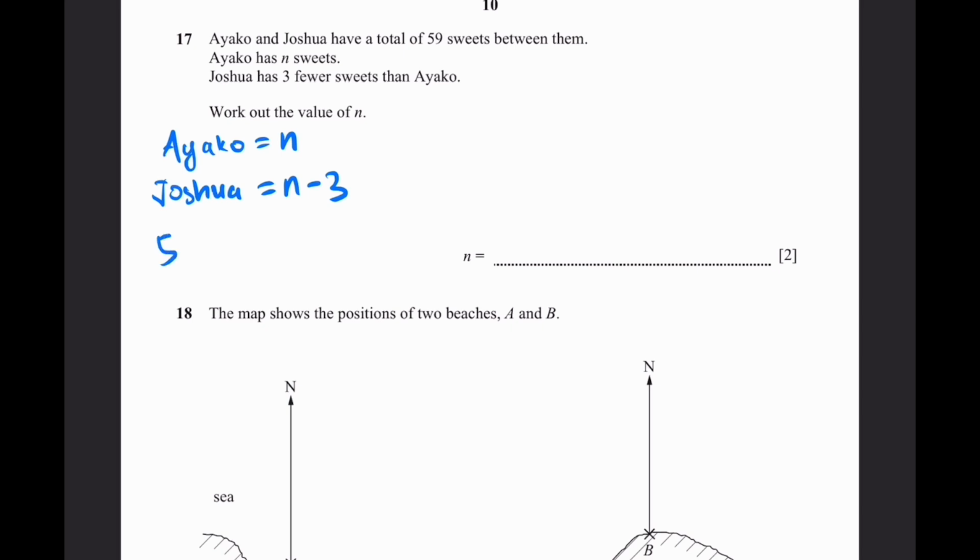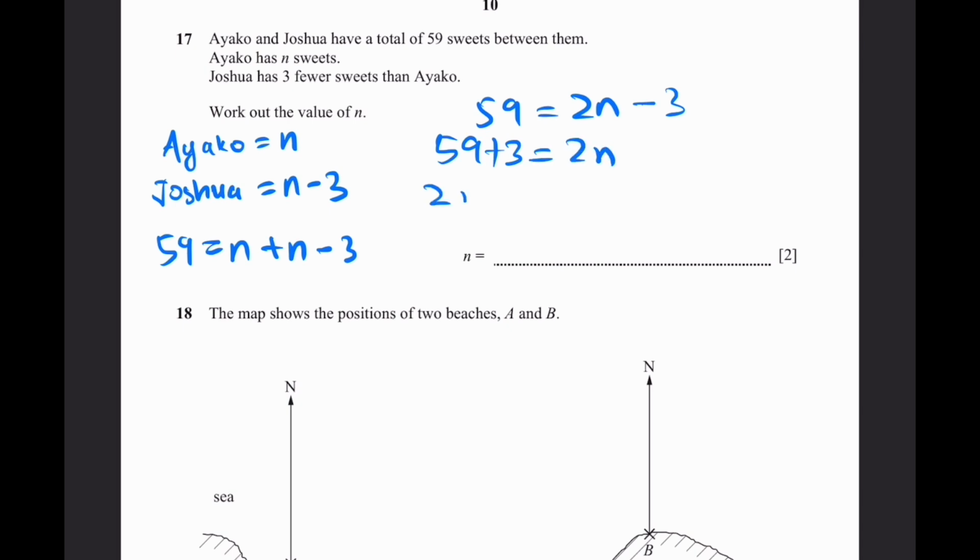So 59 equals n plus n minus 3. 59 equals 2n minus 3. 59 plus 3 equals 2n. 2n equals 62. n equals 62 divided by 2 equals 31. And so, Ayako has 31 sweets.